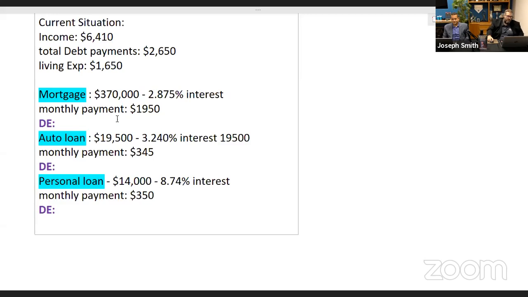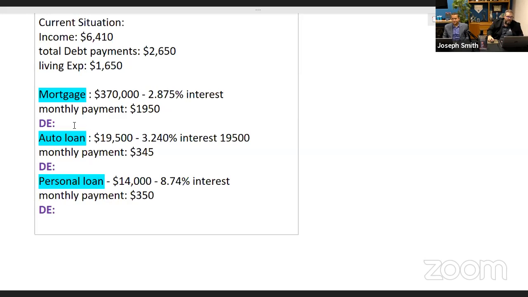Because you've got the largest amount, the largest interest rate, and this one up here is the largest payment. So how do we know which debt to eliminate first? Check. Yes. Raul says, check the loan efficiency, the debt efficiency.